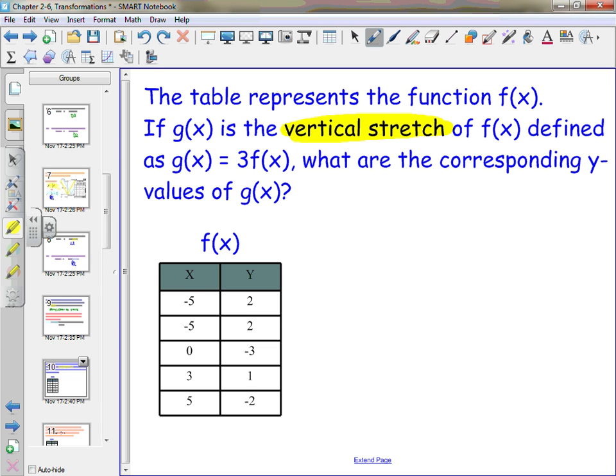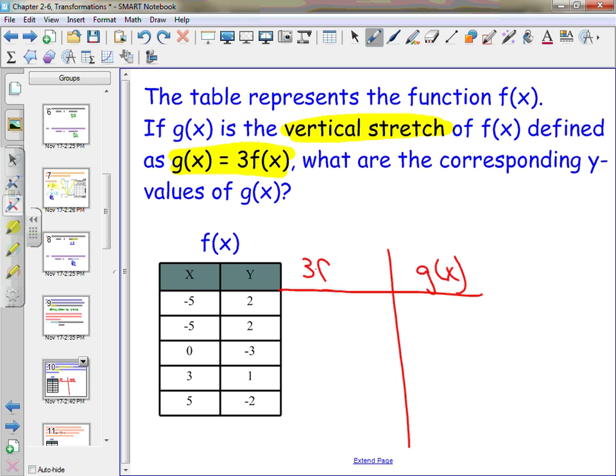So I have a vertical stretch, where g of x is equal to 3 times f of x. So this is a stretch. This is not a compress. Since it's not a compress, what am I going to do here to find my g of x function values? This is going to be my g of x, and g of x is defined to be 3 times f of x. Well, guess what? My y value is my outcome of my f of x, isn't it? So what am I going to do to get my g of x values? I'm going to take all of my y values and multiply them by 3.